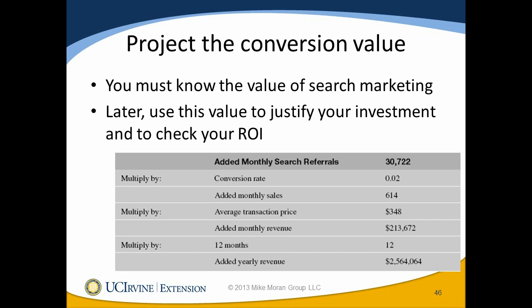And you can do the same kind of calculation, and then you can add all of it up and say, this is how many more search referrals, how many more searchers we're going to get to come to our site. And by using the conversion rate that you've already calculated from your metric system, then you understand how many more sales you get, what the transaction price would be, the monthly revenue. So this is the same table that we showed earlier, but now you know how you're going to put together those added monthly search referrals.